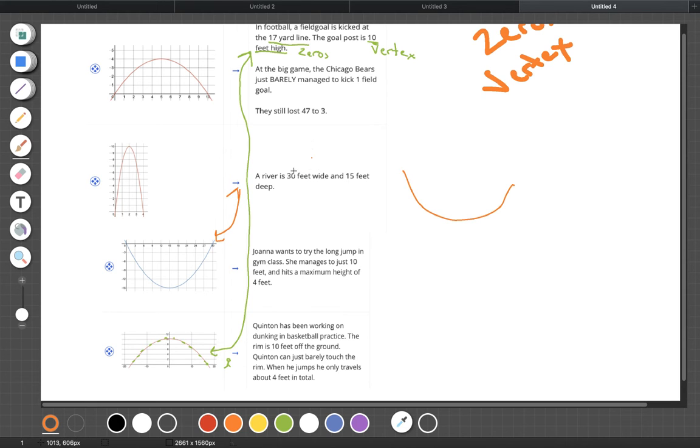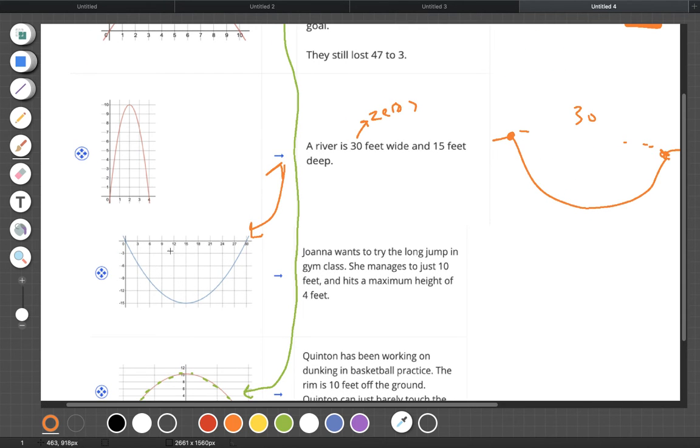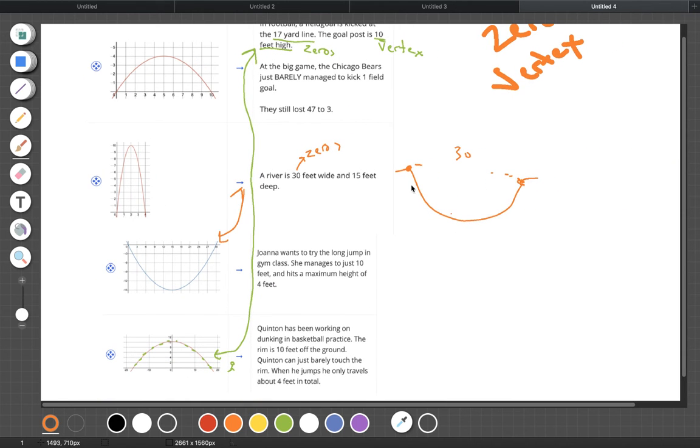30 feet wide is going to be related to the zeros, because here's the riverbank. We start here. There's the other riverbank over here. It's 30 feet across. So it should be related to the zeros, which it is, 30. Perfect. 15 feet deep, going underground, this is how deep that river is going to be. So 15 feet should be 15 feet down, and that matches. So those two match.